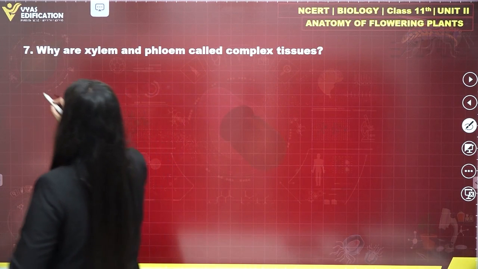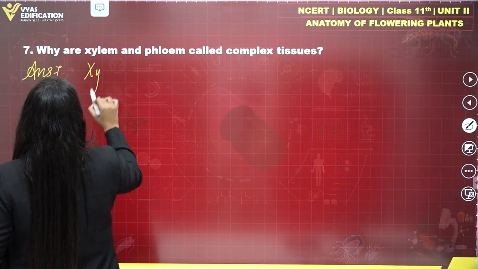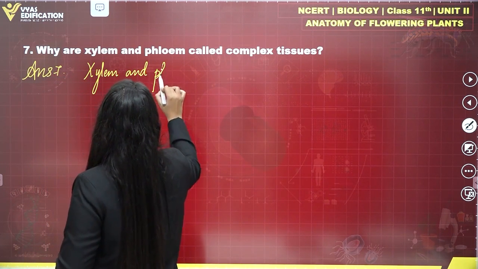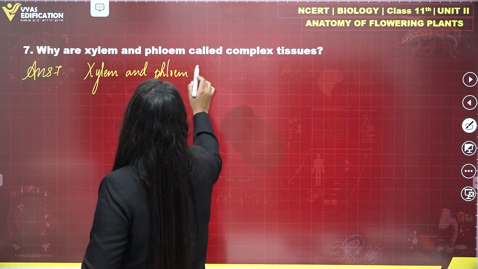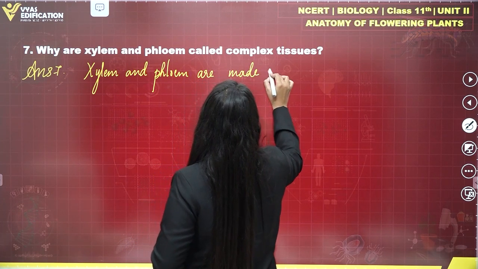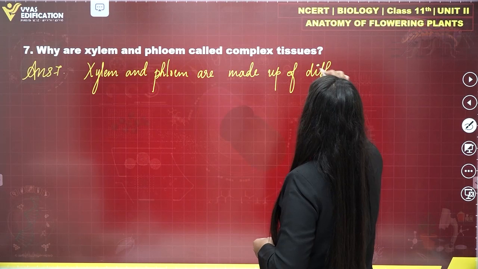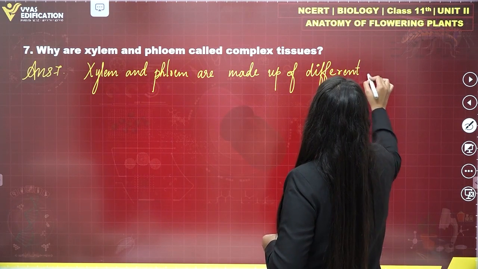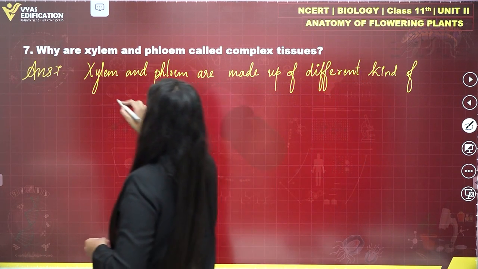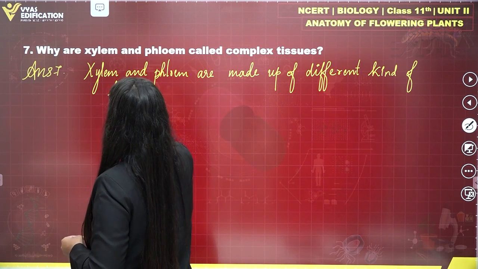So let's write the answer to question number 7. So xylem and phloem are made up of different kinds of tissues, right?